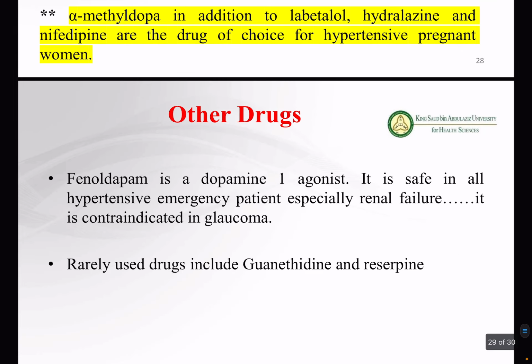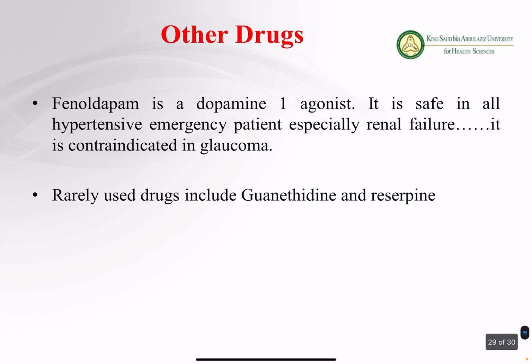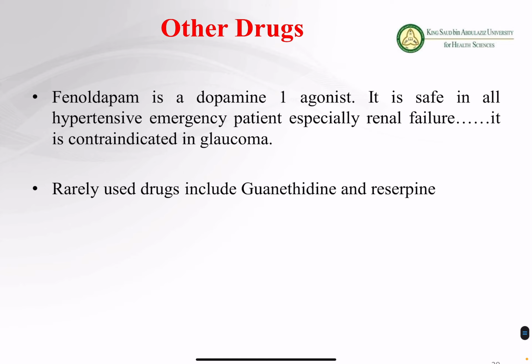For example, fenoldopam, which was a dopamine 1 agonist. It is safe in all hypertensive emergency patients, especially with renal failure. This drug is responsible for increasing the intraocular pressure, so it is contraindicated in glaucoma. Again, there is one more rarely used drug, guanethidine and reserpine, used a long time ago, but nowadays, because as I told you, we have better agents available, we don't use guanethidine or reserpine or even fenoldopam.